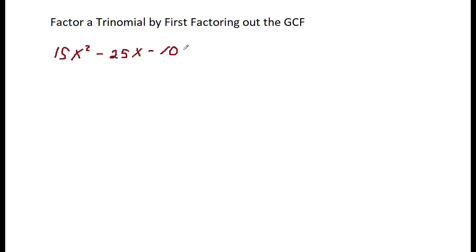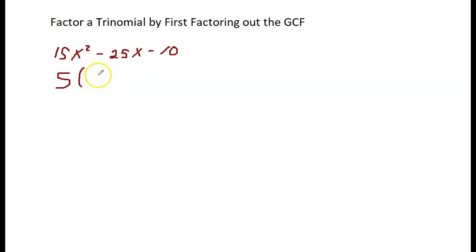And since the last term, the 10, does not have any variables, we cannot factor out any variables. So the only thing I can factor out of this is a 5. So I'm going to write 5 parentheses and then divide each of these terms by 5.